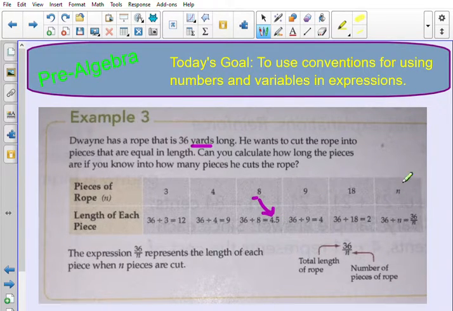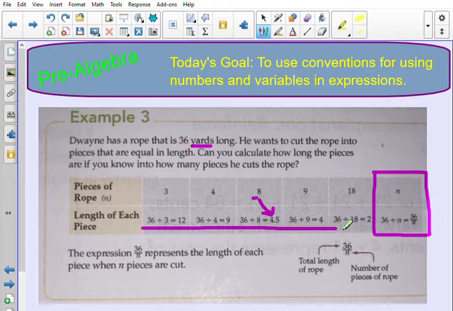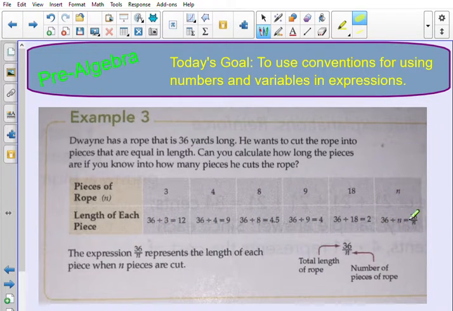That continues all the way up to n. And again, this is where we're going. Once you figure out the rule, and the rule is the same for all of these, the only thing that's differing in all of those is that we're dividing by a different number. In this case, instead of dividing by 4, 8, 9, 18, I want to know for any number of cuts. In that case, we're going to substitute n where the number was the whole time. So 36 divided by n, my conventions tell me that it's written as 36 over n, as a fraction.